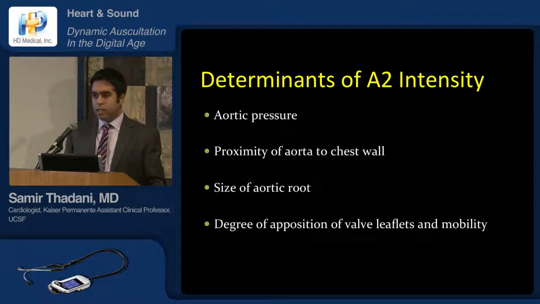So A2 intensity, again, is determined by aortic pressure, the proximity of the aorta to the chest wall, the size of the aortic root, the degree of the valve apposition, and mobility.